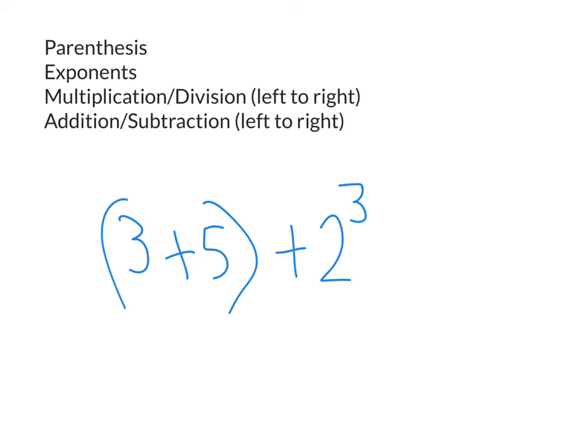So here's what we're going to do. We're going to do this problem here: 3 plus 5 in parentheses plus 2 to the third power. So the way this is going to work is we're going to do the parentheses first, and we're going to write this one step at a time.